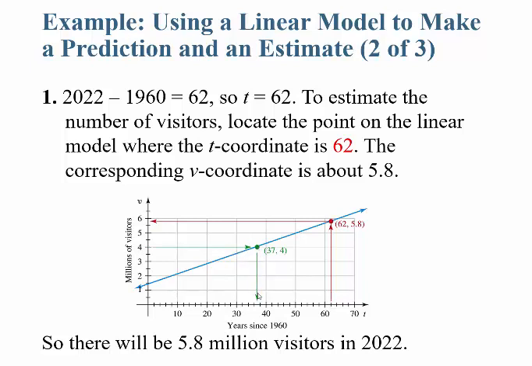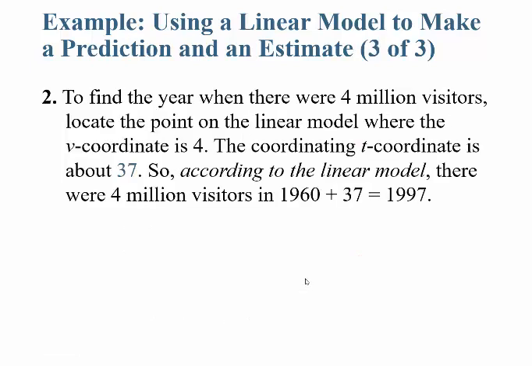I'm going to scroll down here, look down here. That looks to be between 6 and 8, so between 36 and 38, that looks to be about 37. So 37 years since 1960. All right, so the t coordinate is about 37. So according to the linear model, there were 4 million visitors in, well, t is years since 1960. 1960 plus 37 gets me the year 1997.